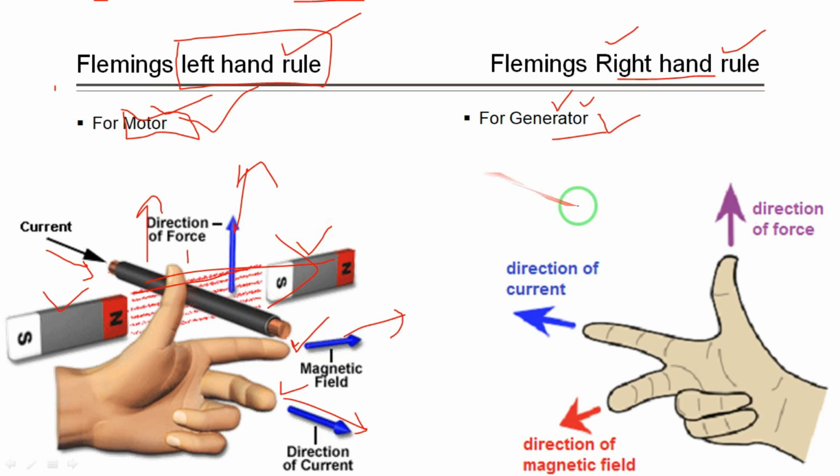Now coming to the right hand rule. In this right hand rule, the middle finger indicates the current direction, the forefinger indicates the magnetic field direction, and the thumb indicates the force.